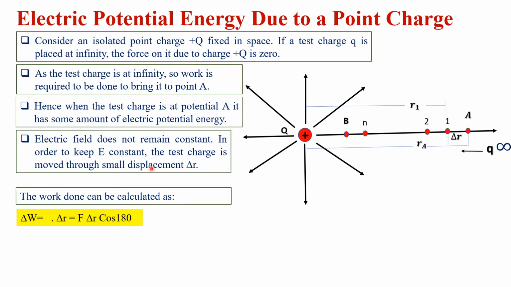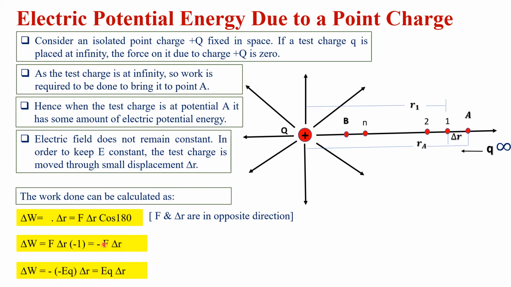And we are moving this test charge against the field of this point charge. So the direction of force and displacement are opposite to each other. That's why we put here theta is equal to 180 degrees. Cos 180 degrees gives us -1, and we get delta W is equal to minus F delta R. By putting the value of F, we get delta W is equal to minus into minus EQ delta R.